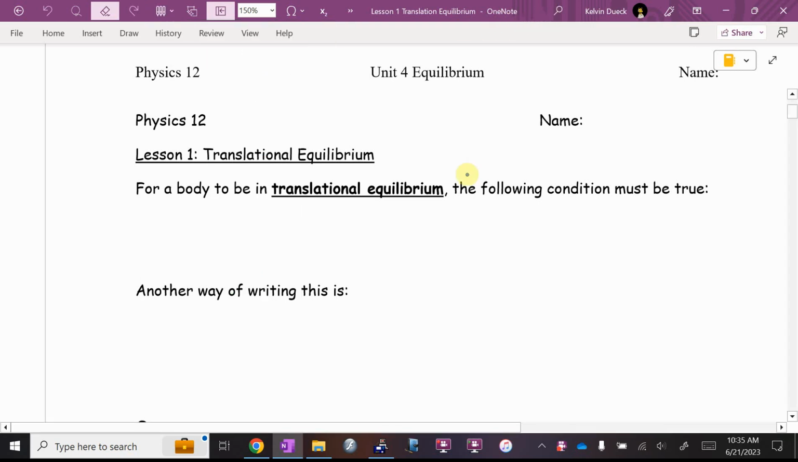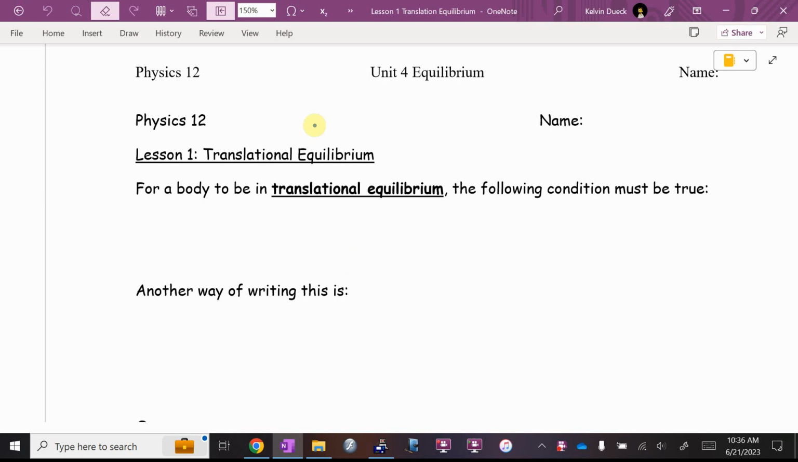So we want to talk about translational equilibrium. Tomorrow we'll talk about rotational equilibrium, which is a different situation. For a body to be in what's called translational equilibrium, the following condition must be true.